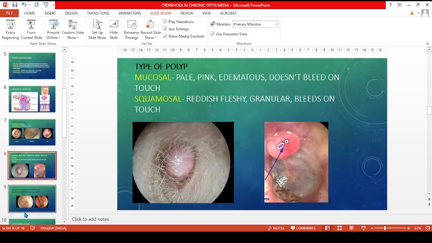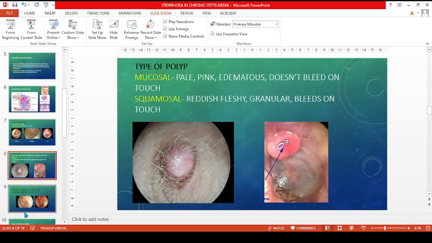The type of polyp seen in tubotympanic disease is pale, pink, edematous, and doesn't bleed on touch, whereas that seen in squamosal type is reddish, fleshy, granular, and bleeds on touch. Why is this? Because the polyp seen in mucosal disease is a true polyp. It is a protrusion of the edematous hypertrophied middle ear mucosa through the central perforation, and it's lined by middle ear mucosa. Hence, it does not bleed on touch.